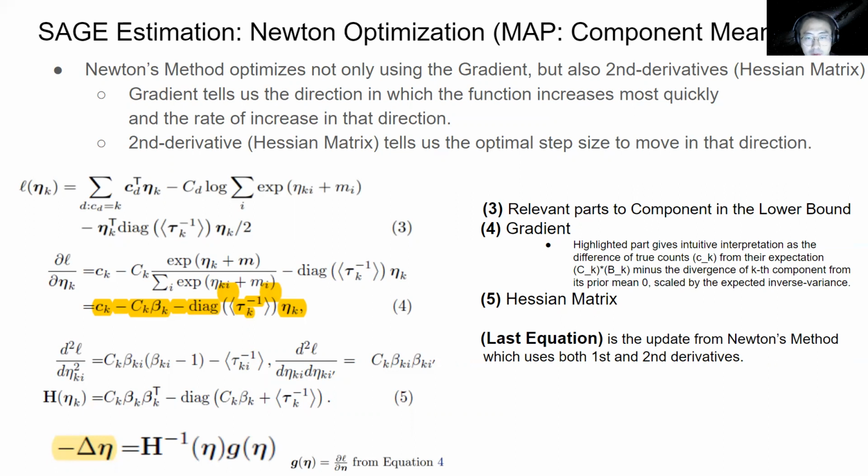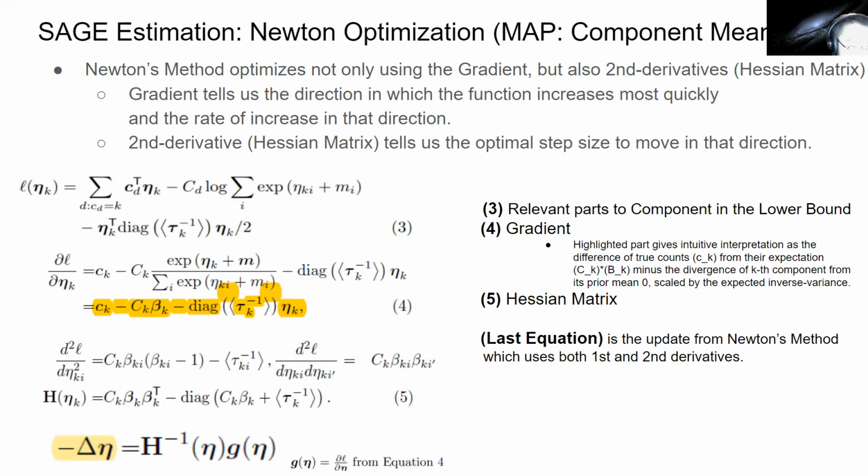Okay, so equation 3 is the relevant part of the component mean in the lower bound. And equation 4 is the gradient, as I said, which tells us which direction we have to move. And the last, equation 5 here, as you can see, is a Hessian. You can see that it's a Hessian, right?